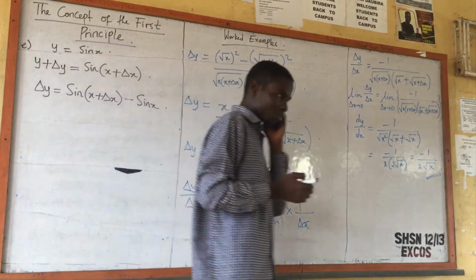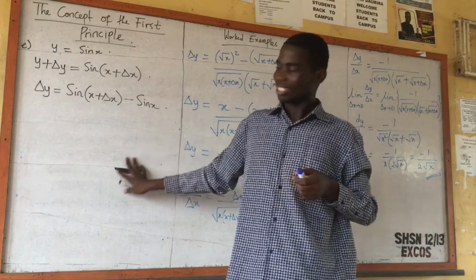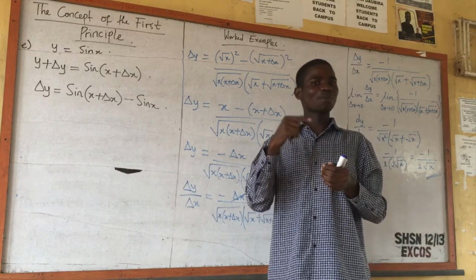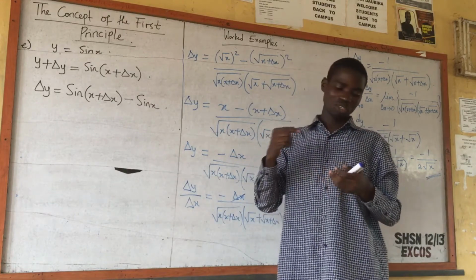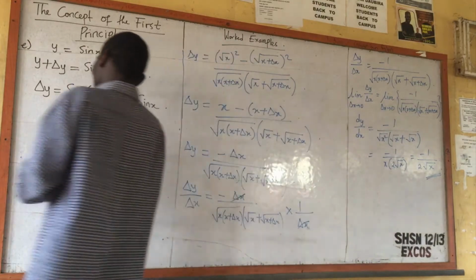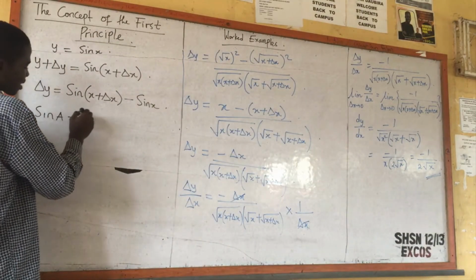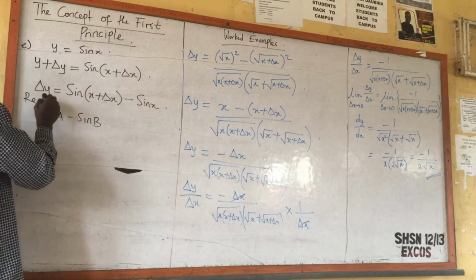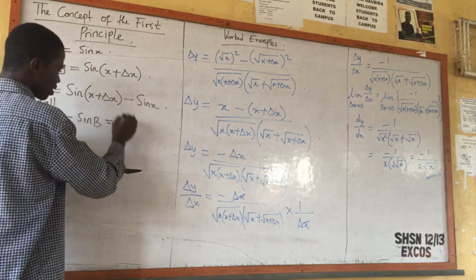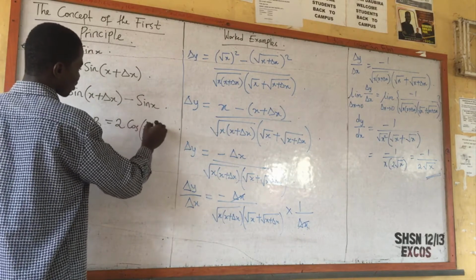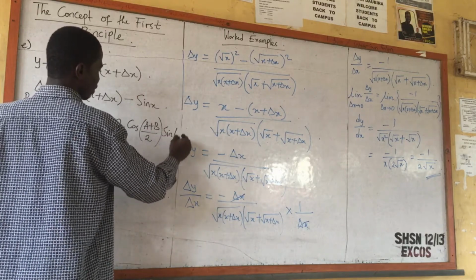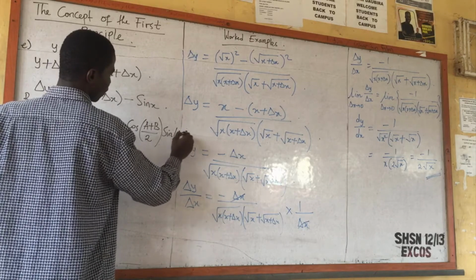So from here I don't know what to do again. Then I should recall from the product formulae that when you have sine A minus sine B, what does that give me? Recall from trigonometry. Then I recall that sine A minus sine B from trigonometry is 2 cos of A plus B over 2, sine of A minus B over 2.